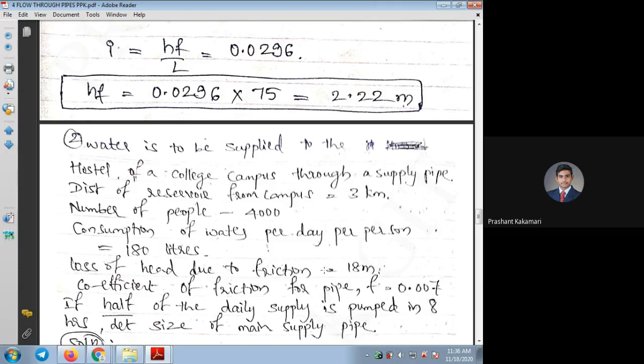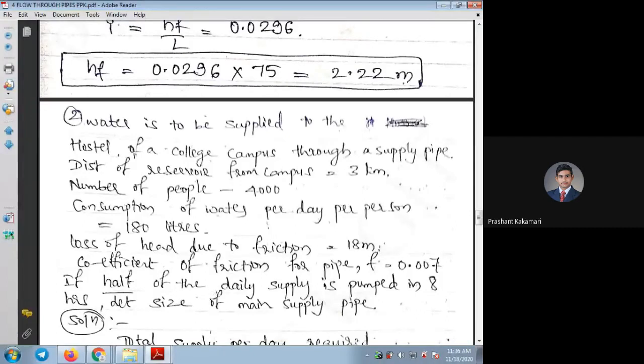Loss of head due to friction is given in the problem. 18 meters is the loss of head only due to friction over 3 kilometers. 3 kilometer pipe. In the lab, you have seen a 3 meter pipe. So assume that the pipe has 3 kilometers.